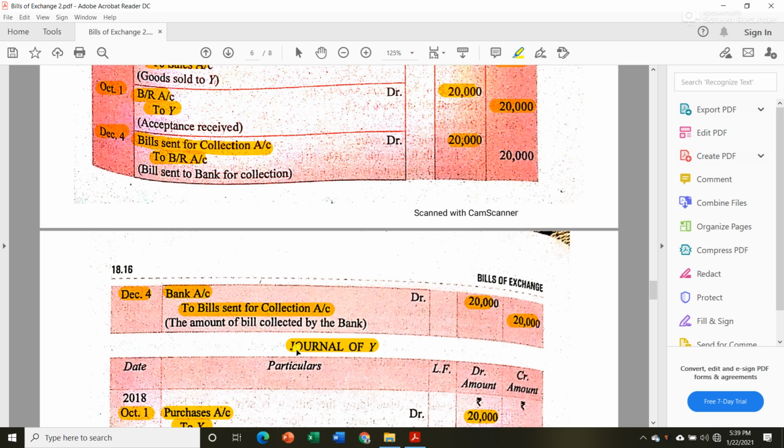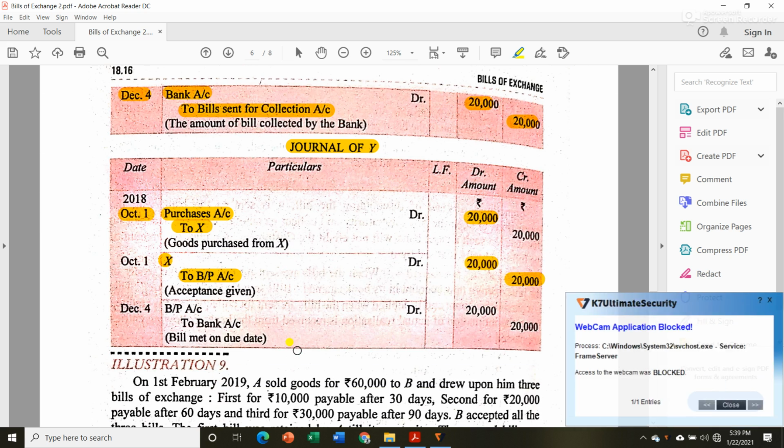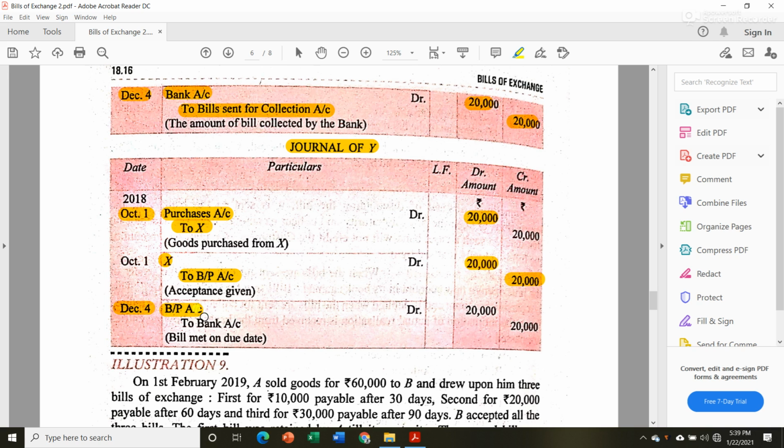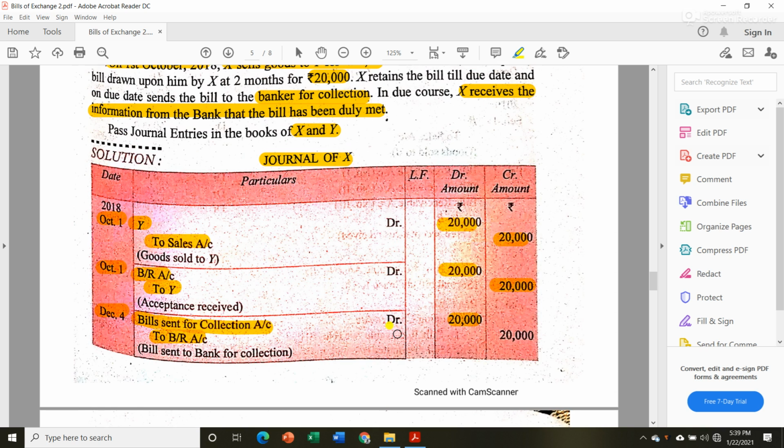Now in the book of Y, on due date he met the bill, means he paid the required amount. So on December 4 he received the bill from the bank and he paid money through his bank account. So bills payable account debit to bank account rupees 20,000. Now this is how you are supposed to pass journal entries when the bill is kept by the drawer and when he sends it to the bank for collection.